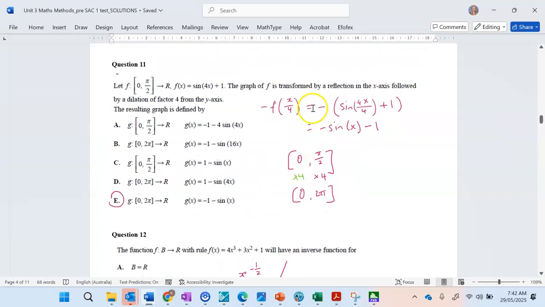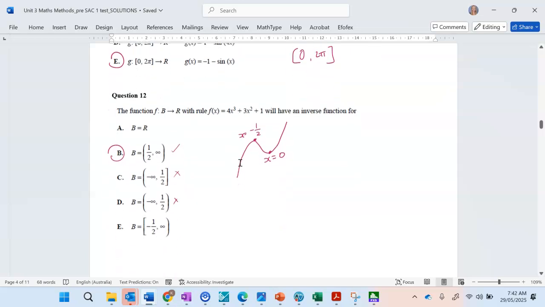So C, when we've done this negative, multiplies everything. They probably didn't multiply that negative at the end. I would say that's what happened. So notice how I put the whole thing in brackets to remind myself that that negative multiplies the sign and also multiplies the 1. So I reckon C would have been a popular answer. All right, moving on to question 12.